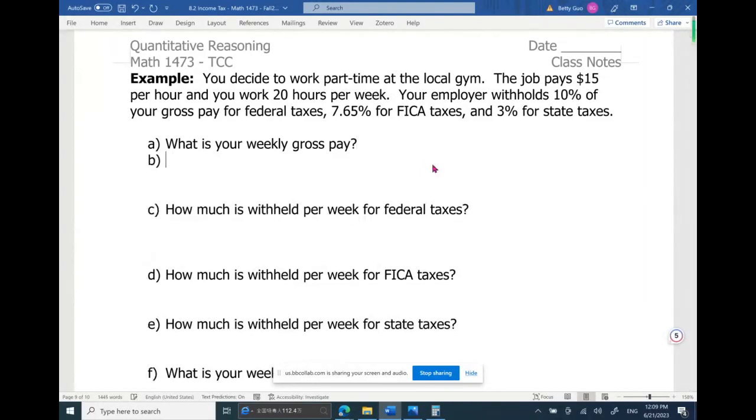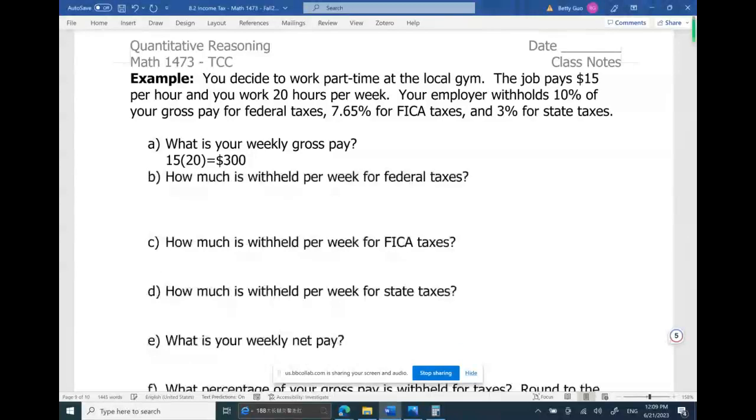Let's calculate under those parts. Weekly gross pay, before any withheld taxes. You get $15 per hour, and you work 20 hours per week. We are looking for weekly gross pay. So you work 20 hours every week at $15 per hour. So that is $300.